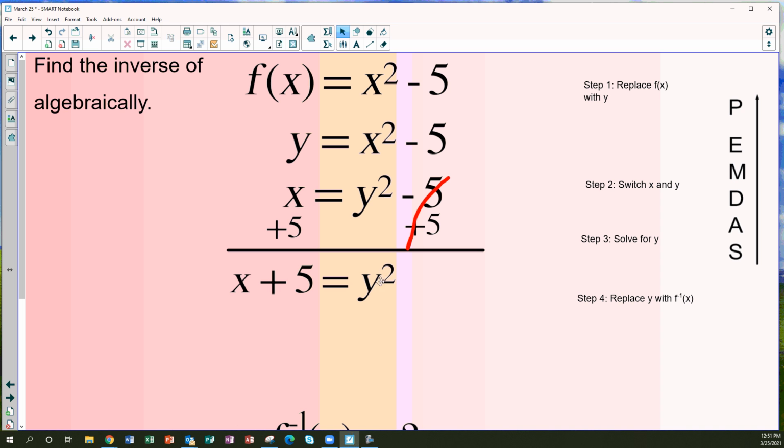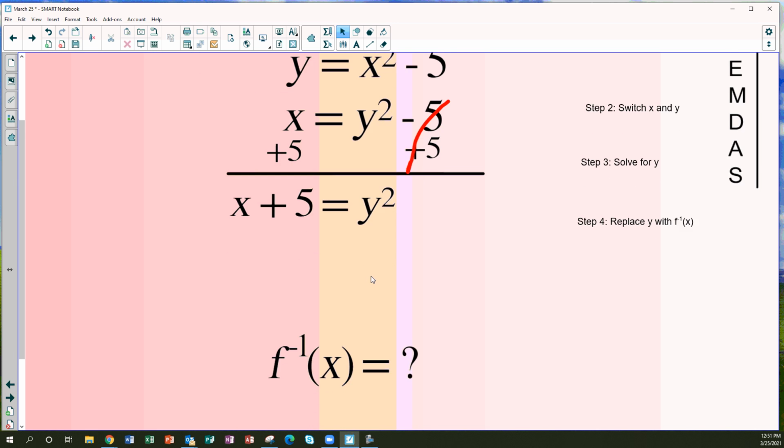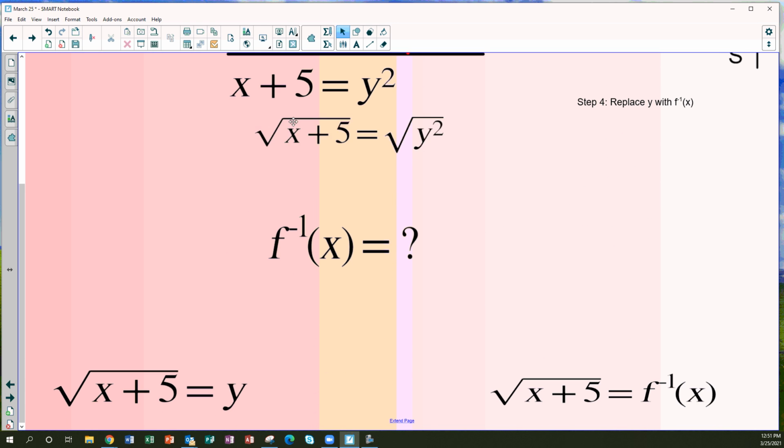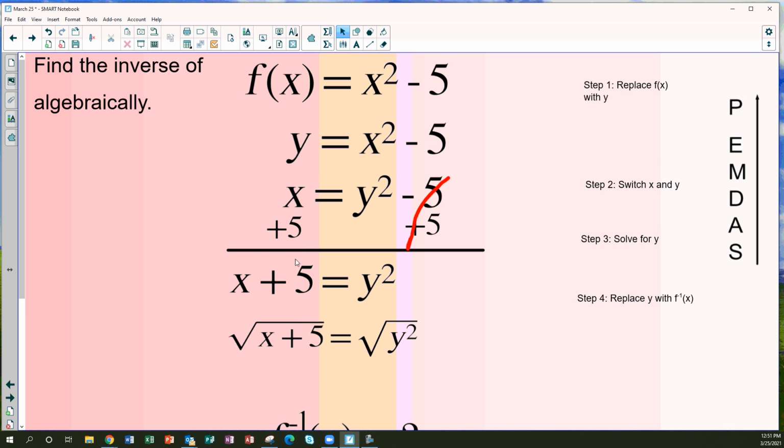So we still need to get rid of the exponentiation. How do we get rid of the exponentiation? Well, the opposite or the inverse operation for exponentiation is the square root, because that is a power of 2. So we can take the square root of both sides to eliminate it. It's going to look like this. This is what it looks like if you take the square root of both sides.